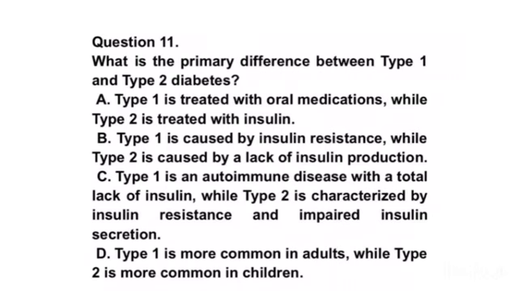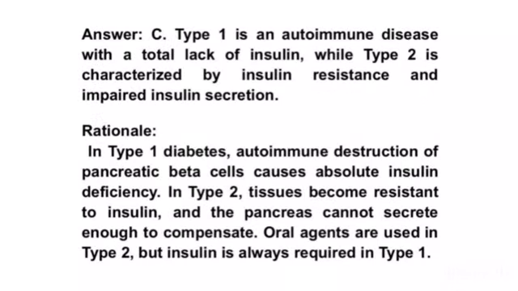D. Type 1 is more common in adults, while type 2 is more common in children. Answer: C. Type 1 is an autoimmune disease with a total lack of insulin, while type 2 is characterized by insulin resistance and impaired insulin secretion.